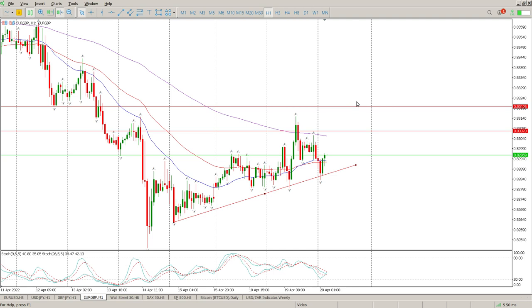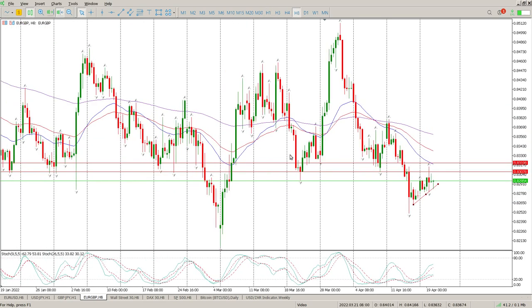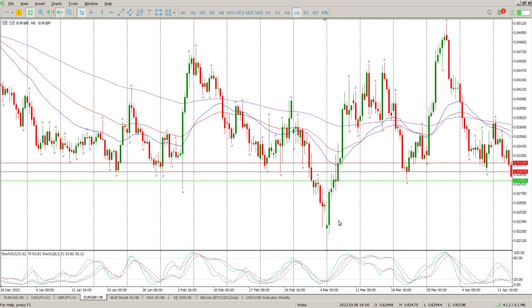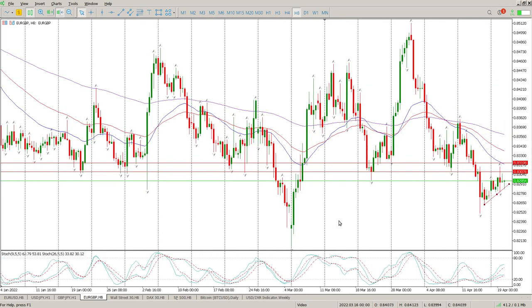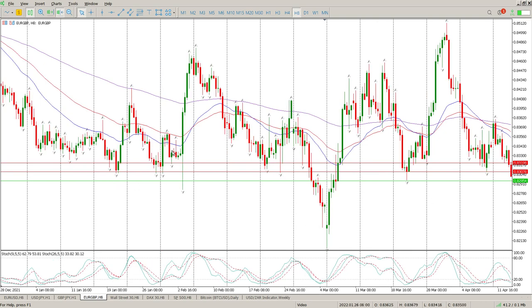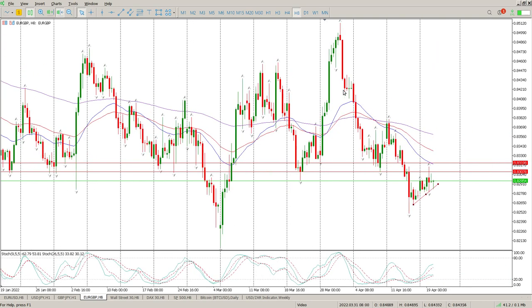If we get a pullback from there and sort of come and find some support, either right where we are now, you can see this cluster of support here, that would give me a little bit more confidence that we have a potential move back to the upside. This could really just be forming, or not forming, but just sticking to the range that we've been in for most of the year already. You can see up and down, up and down, up and down. So could be bottom of range at the moment.